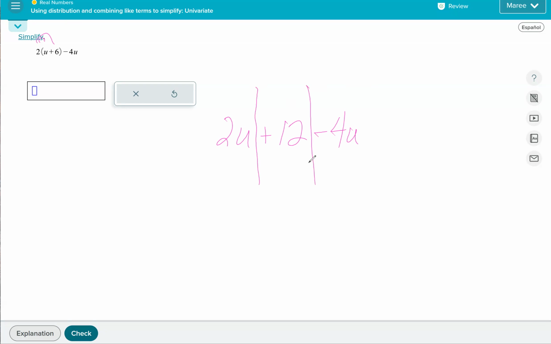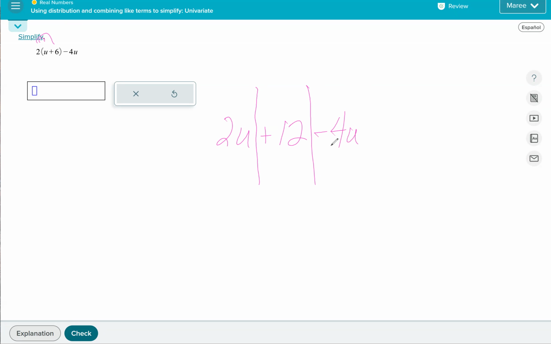The reason we do that is because we want to know that 2u is positive, that 12 is positive, and the 4u is negative. So when we combine like terms, we like to write the variables in descending order of their exponents. The positive 12 actually has a u to the 0 power, which is just equal to 1. So there is no u in that term. The 2u and the negative 4u are like terms. They both have the exact same variable with the same exponent, which is 1.